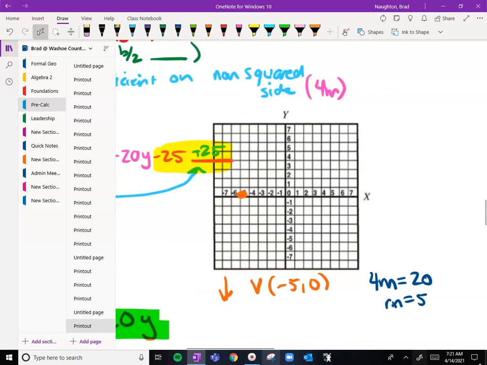So I'm going to go ahead and go down because our focus is inside the parentheses. So I put an F there for focus. Go up 1, 2, 3, 4, 5. This is my directrix. Yes, you still need to have all those pieces.